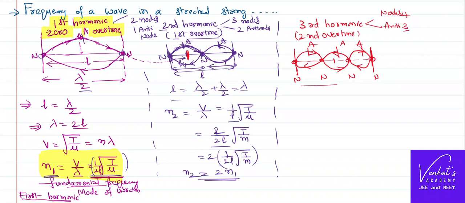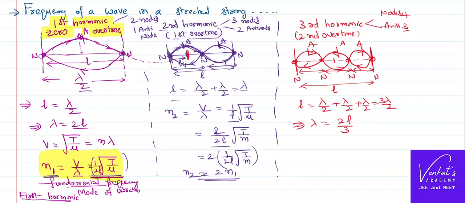This entire length of the stretched string is shared as: between node and node, 1 lambda by 2. Again this node and node, 1 lambda by 2. This node and node, lambda by 2. So the total length is lambda by 2 plus lambda by 2 plus lambda by 2, which is 3 lambda by 2. So in this case, lambda equals 2L by 3.